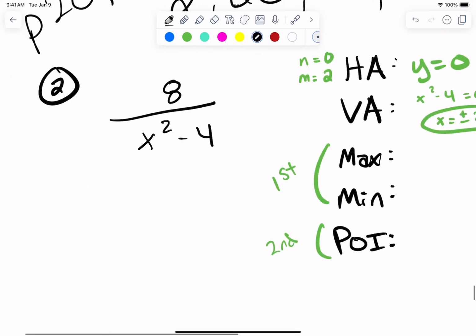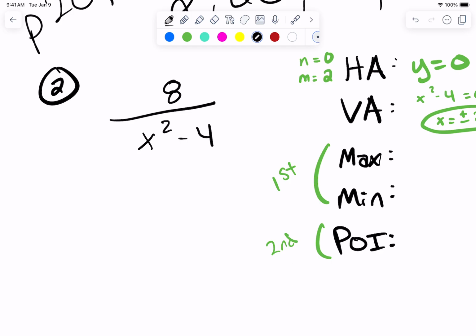Okay. X-intercepts. Do we have to do x-intercepts for part A? I don't think we do. It might help us to graph it though. Here, I'll just tell you what they are. X-intercepts, there are none on this one.